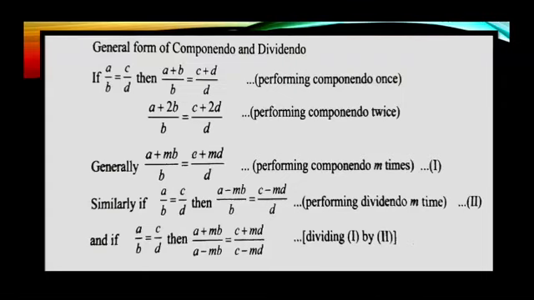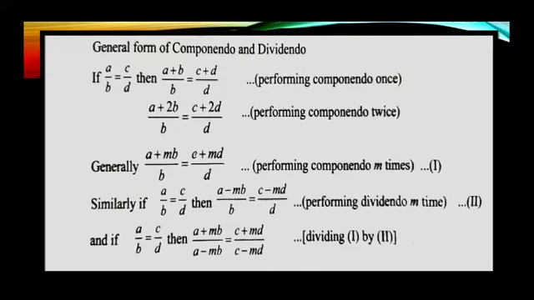Now, general form of componendo and dividendo. If A upon B is equal to C upon D, then A plus B upon B is equal to C plus D upon D. That means we have taken componendo here. Now, we are taking componendo twice. So, A plus 2B upon B is equal to C plus 2D upon D. Generally, A plus MB upon B is equal to C plus MD upon D, performing componendo M times.